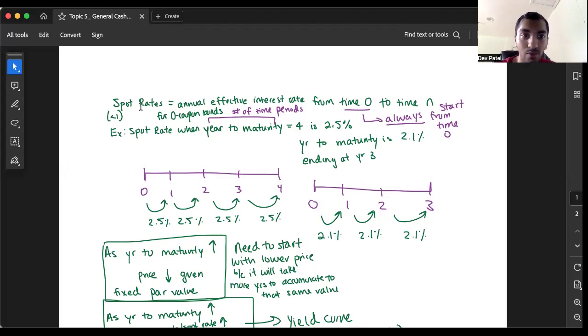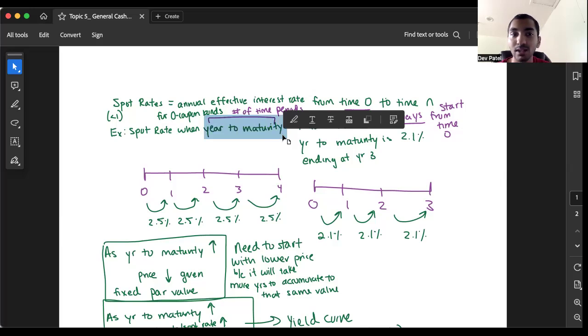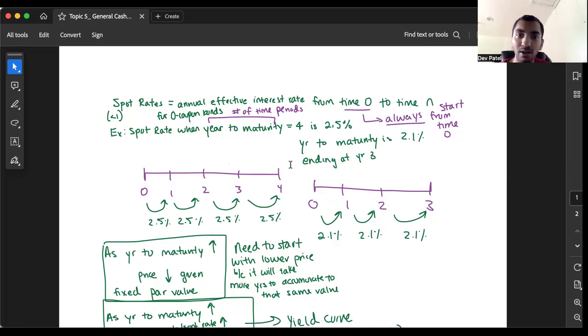So for example, if we have a spot rate where year of maturity, which is essentially the number of time periods, is one, that means we're only looking at one time period or 1 year, if your time period is based off of years. If it's two, then you're looking at 2 years, 3 years, 4 years, and so on. So if the spot rate for 4 years to maturity is 2.5%, then that means that every year your initial X amount that you had at zero is going to increase by 2.5% for 4 years. So that's the spot rate.